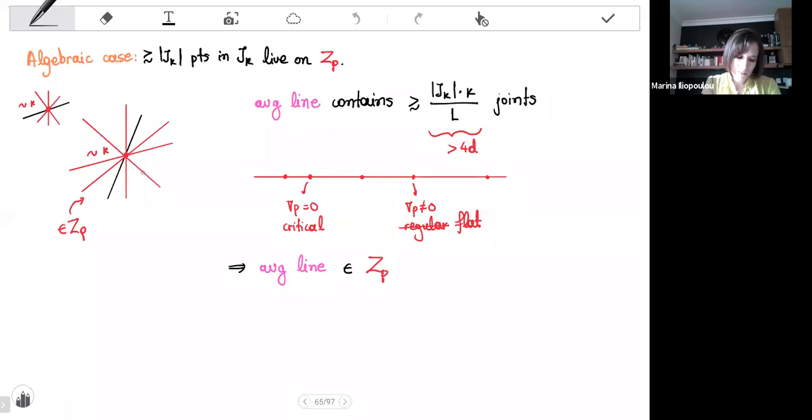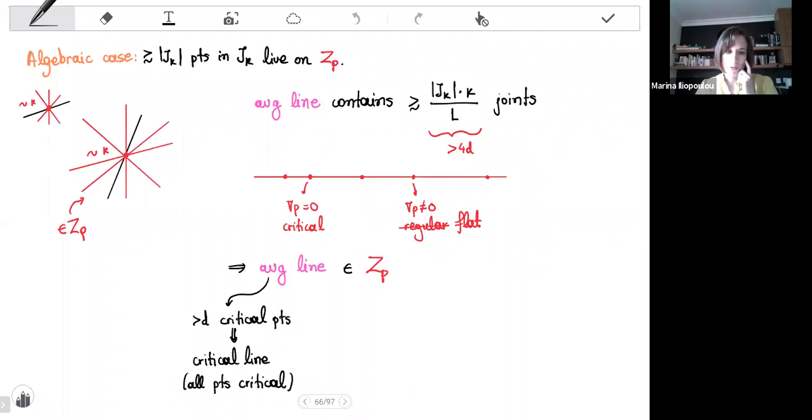From the left picture, with many lines through each joint, either a lot of them contain a lot of critical points, so they will be infected by that, they will be fully critical, or a lot of them will contain a lot of flat points, and they will also be infected by that. So that is what we do. If we have more than the degree critical points along a line, we know that the line is fully critical, all of its points are critical. And the good thing about that is that such lines are very few. There are very few critical lines by Bezout's theorem inside the zero set. So yeah, there may be critical lines in this left-hand side picture, but we know there are very few.